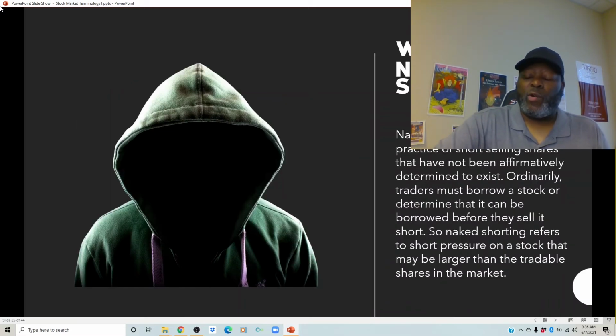What is naked shorting? Naked shorting is the illegal practice of short selling shares that have not been affirmatively determined to exist. Ordinarily, traders must buy a stock or determine that it can be borrowed before they can sell it short. So naked shorting refers to short pressure on a stock that may be larger than the tradable shares in the market.